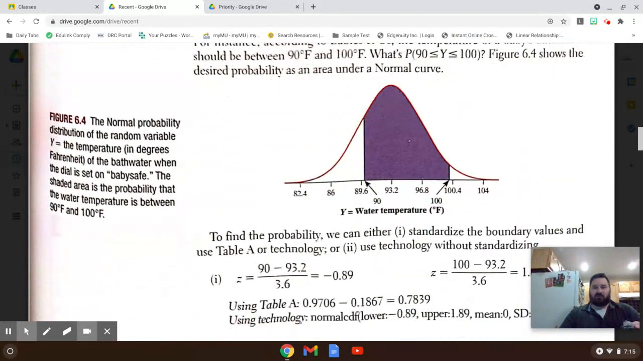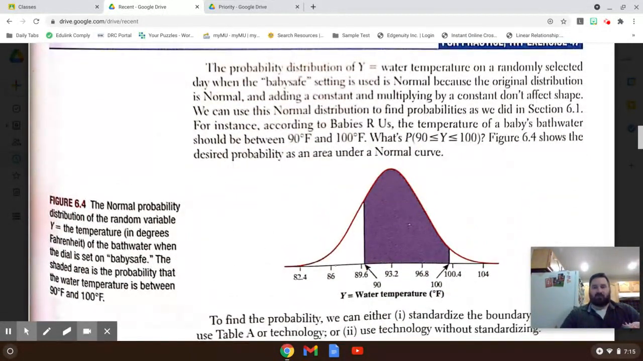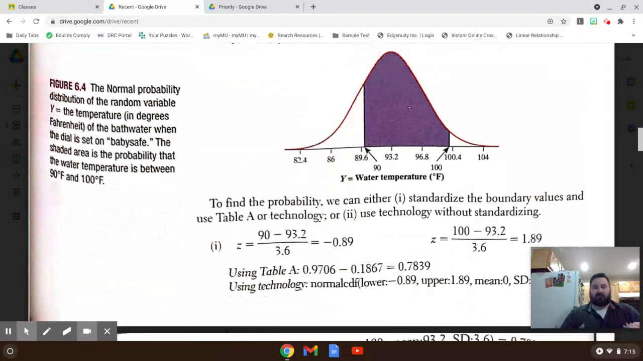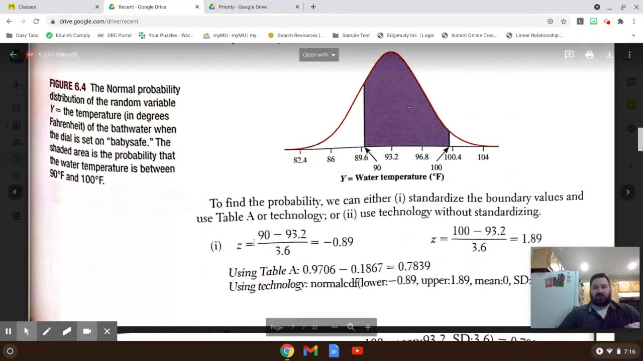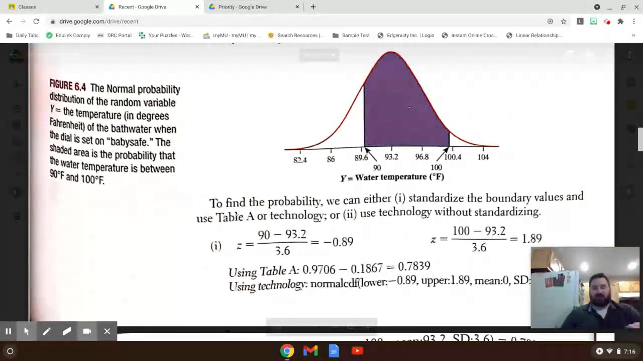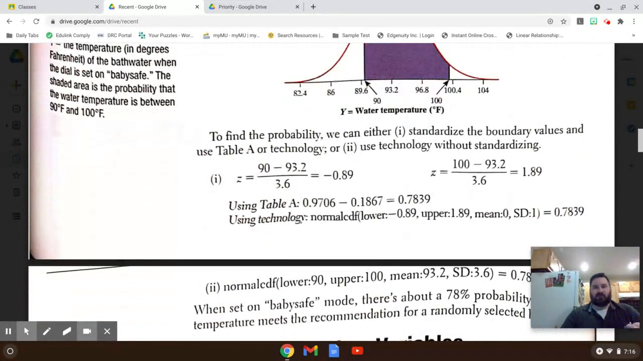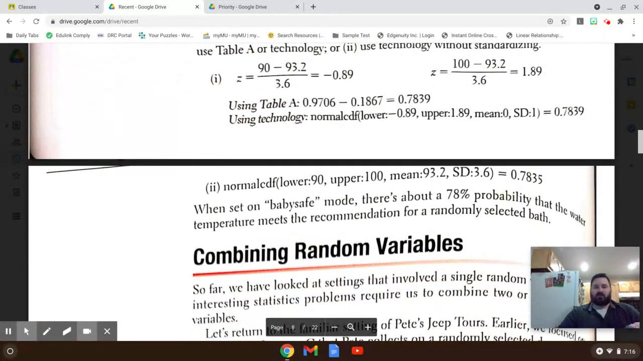And here just goes into one of the problems we've done before. If we have a normal curve and you want the probability between this and this, using our mean and standard deviation, you can do it 2 ways: with z-scores, or we can use our calculators and do normalcdf with lower, upper, mean, standard deviation.